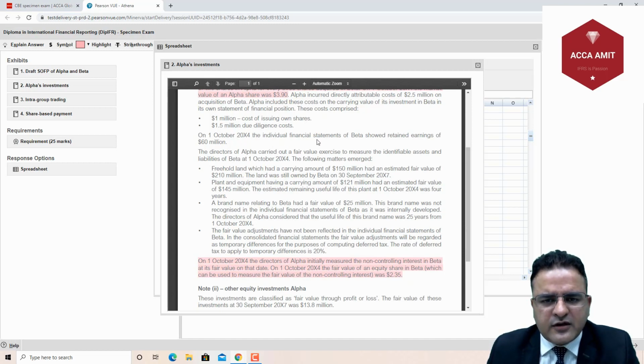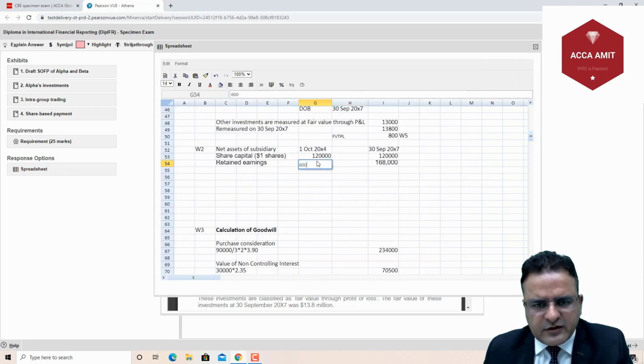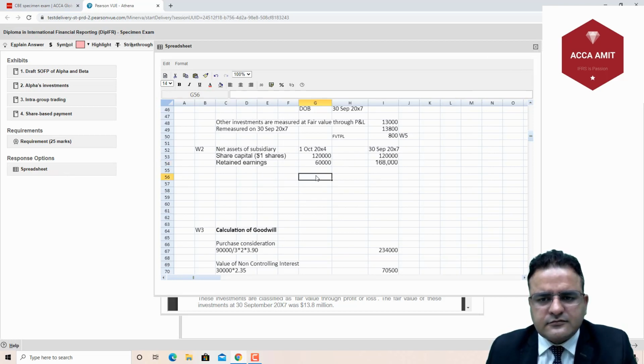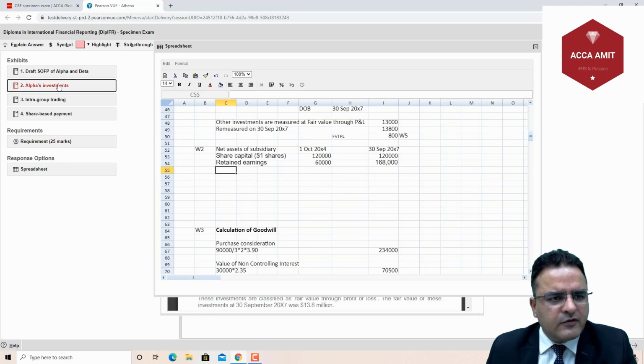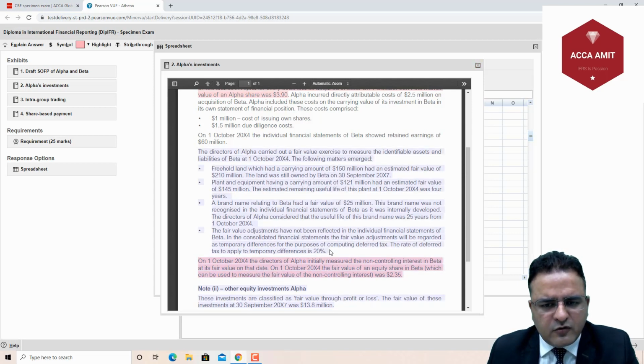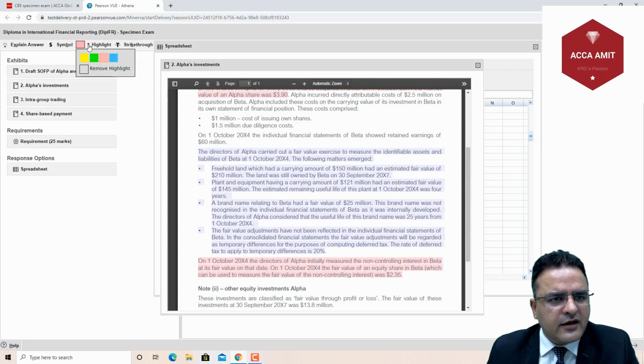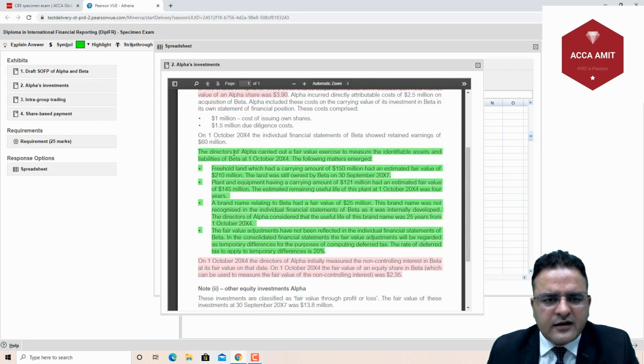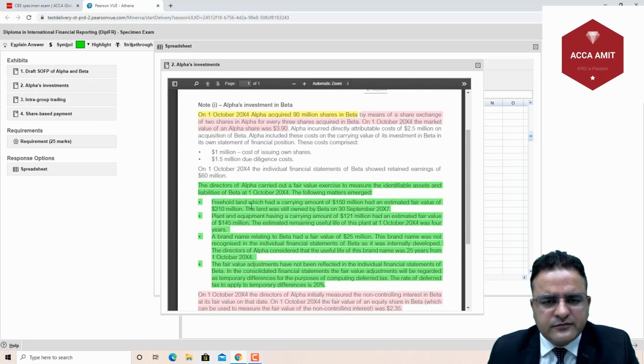Let's begin from 1st October 2004. The individual financial statements of beta showed retained earnings of 60 million. 60 million means the retained earnings position on the date of acquisition was 60,000. Then we read further. The directors of Alpha carried out a fair value exercise to measure the identifiable assets and liabilities of beta on 1st October 2004. The following matters emerged. So this paragraph we can easily say belongs to working note number 2. You can highlight it with green.